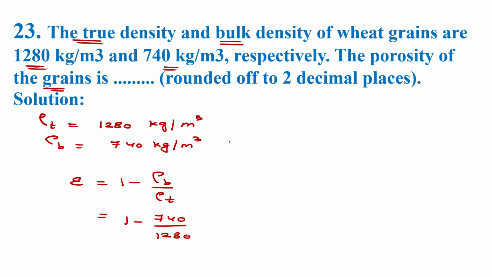We'll just put the values in this formula. So my answer will be around 0.42. So we can say that 42% is the porosity of the grain over here. So this is my answer.